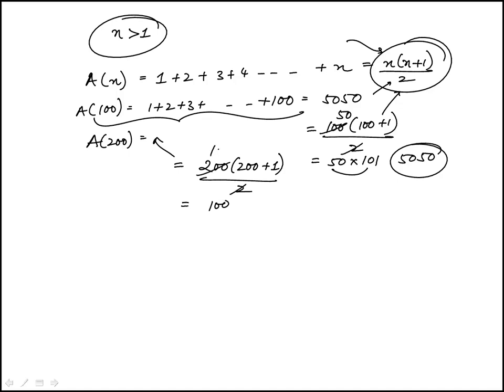2 goes into 200 100 times. 100 times 201 is 20,100. And that is the same as answer choice D. So that's one way to do it.